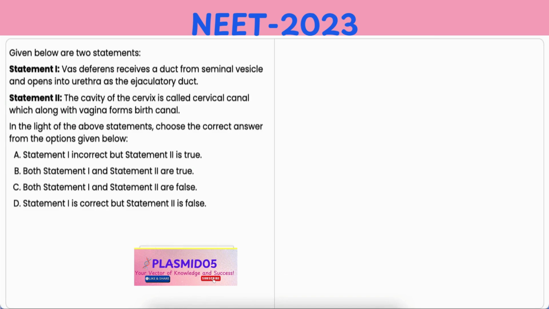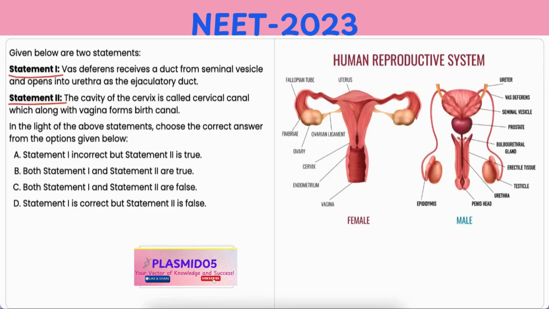In this question, two statements are given, and in the light of these two statements, you have to choose the correct answer. Statement 1, vas deferens receives a duct from seminal vesicle and opens into urethra as the ejaculatory duct. Now it is true, the vas deferens indeed receives a duct from the seminal vesicle and joins it to form the ejaculatory duct, which opens into the urethra. And this part of the male reproductive system is responsible for the passage of sperm and seminal fluid.